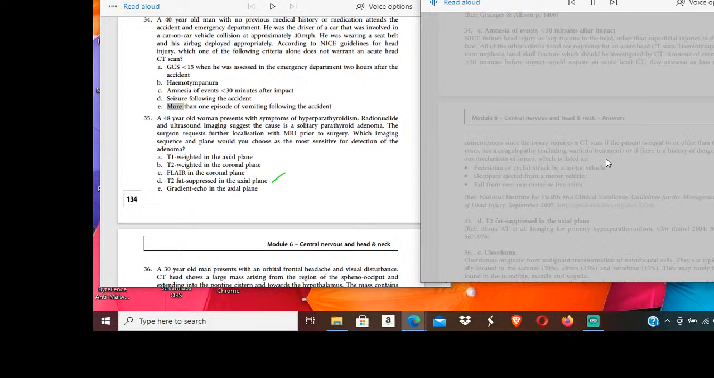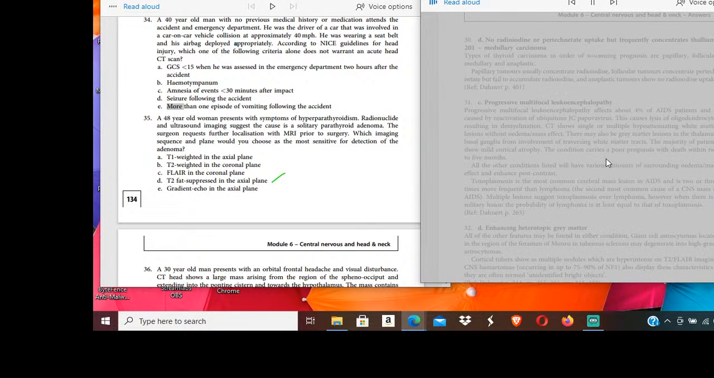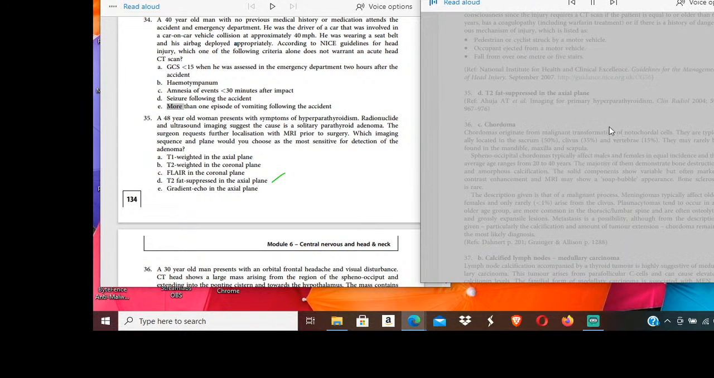Consciousness since the injury requires a CT scan if the patient is equal to or older than 65 years, has a coagulopathy, including warfarin treatment, or if there is a history of dangerous mechanism of injury, which is listed as pedestrian or cyclist struck by a motor vehicle, occupant ejected from a motor vehicle, fall from over 1 meter or 5 stairs.